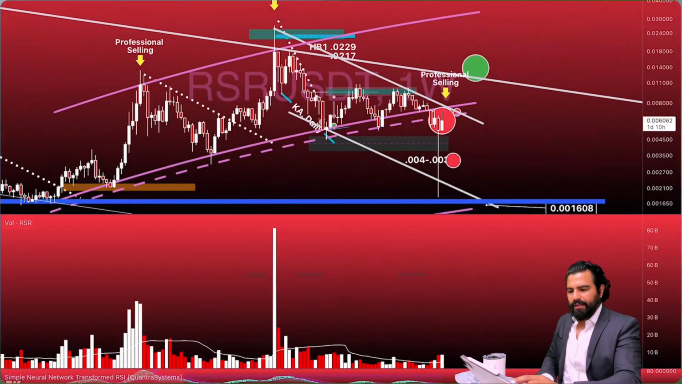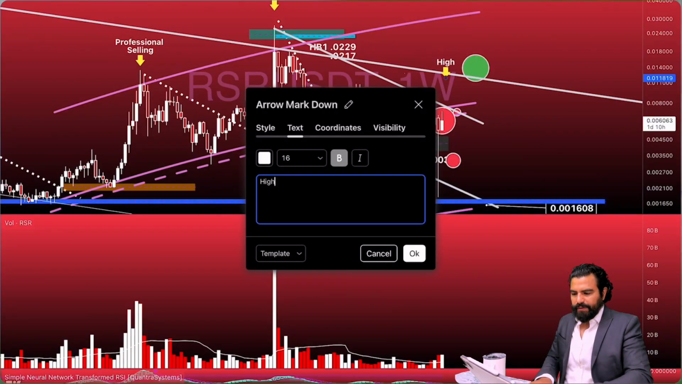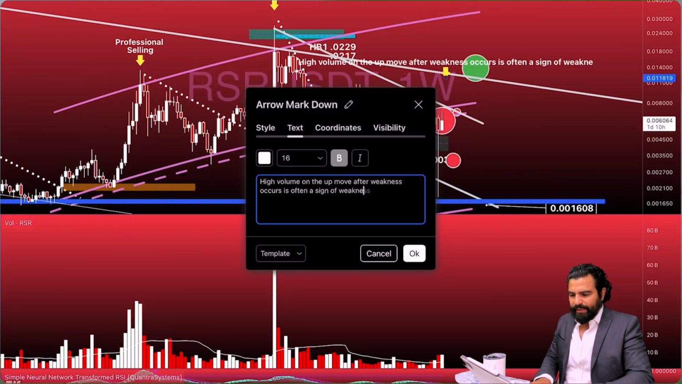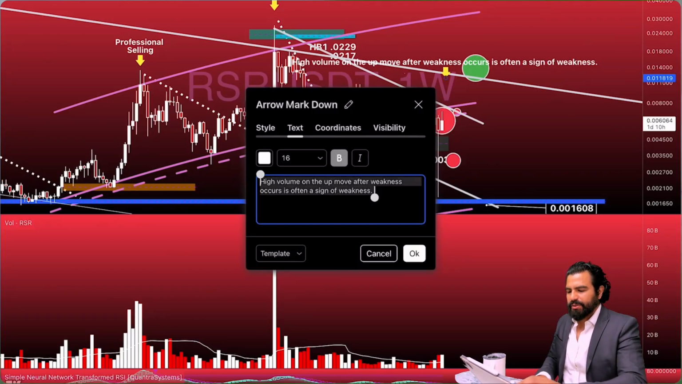Although this candle is not closed yet, it's showing signs. High volume on the up move after weakness occurs is often a sign of weakness. Often a sign of price getting dumped.